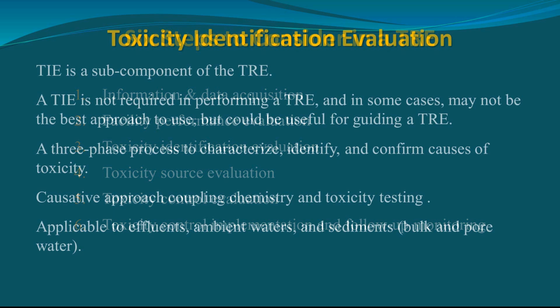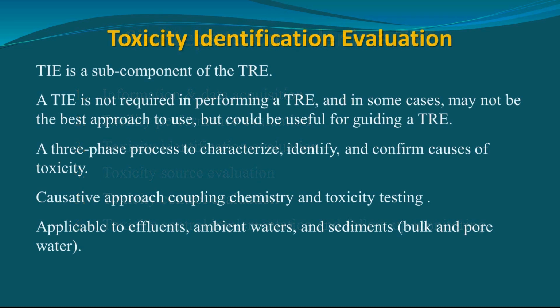Now, a subcomponent of a TRE is this TIE, which is a toxicity identification evaluation. And EPA says it's not required in performing a TIE. I really can't think of many instances where it wouldn't be required, but there might be cases where something is obvious. Somebody's kicked over a jar of tetrachlorokilomol and it's gone into your waste stream. I think for the most part, you're going to be required to do this TIE because it's not going to be an obvious source of toxicity.